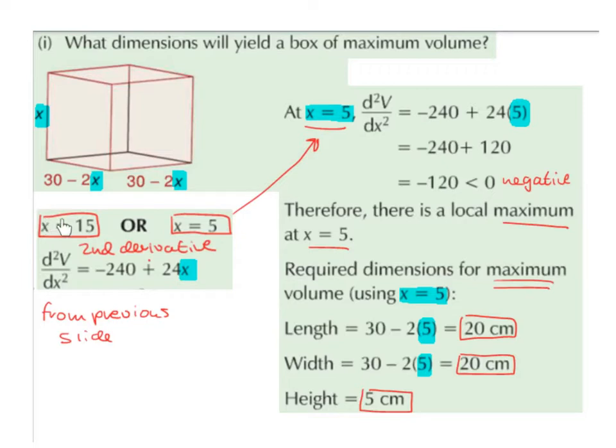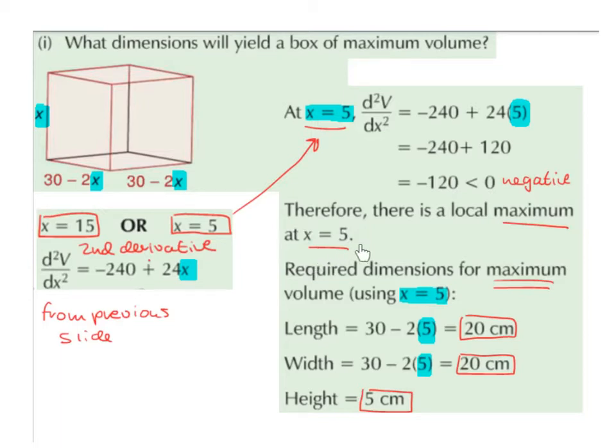So when we subbed 15 into our second derivative, we got a positive answer, and if you get a positive result, that means you have a local minimum. And when we subbed x is equal to 5 into the second derivative, we got a negative result, which means we have a local maximum. And that's what we're interested in. We're interested in the maximum volume. So therefore, we go with x is equal to 5.